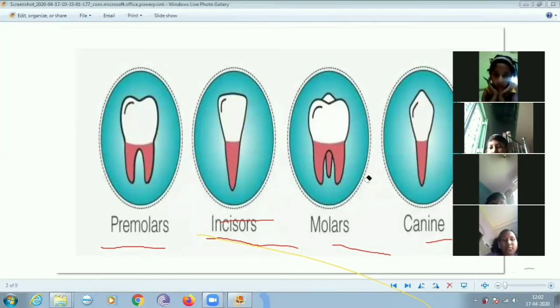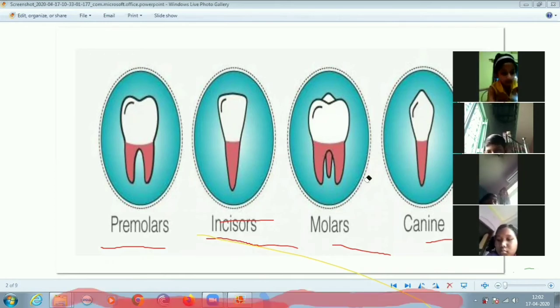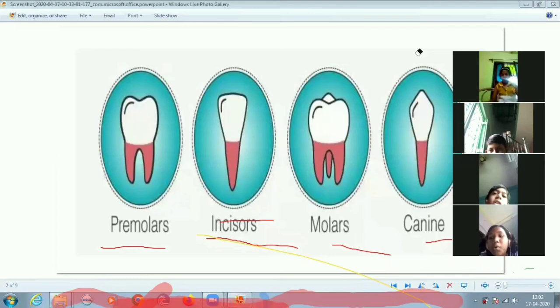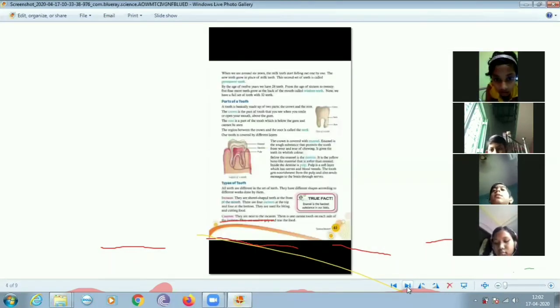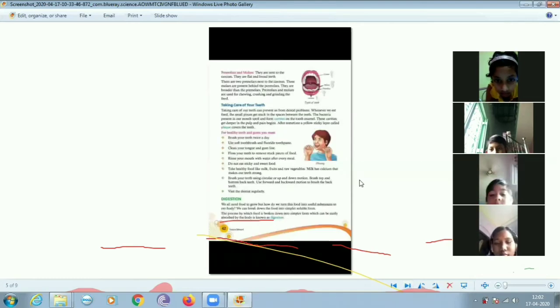And can you tell me what the last 4 teeth are called? No, not incisors. Incisors are the teeth at the front of our mouth. The last 4 teeth, at the end of the jaw. Wisdom teeth. Very good. So this was all about our teeth. You can see it on your screen.